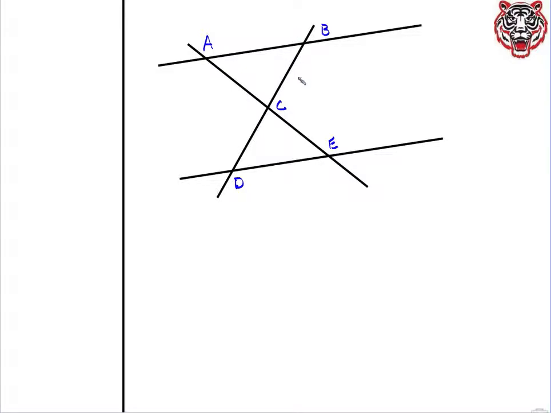I will tell you that DC, and I'm going to write this out so you have to annotate it. DC, line segment DC, is congruent to line segment CB. And I will also tell you that line segment AC is congruent to line segment CE.